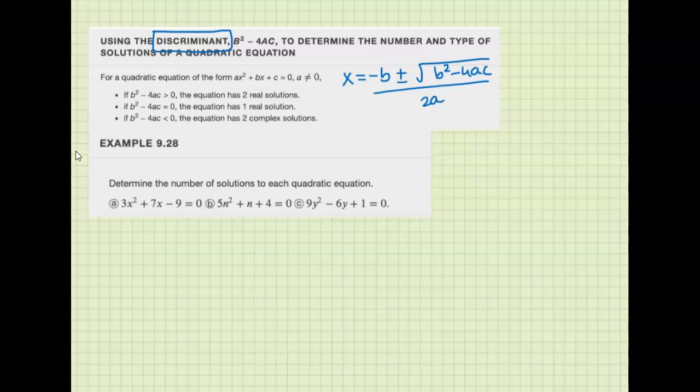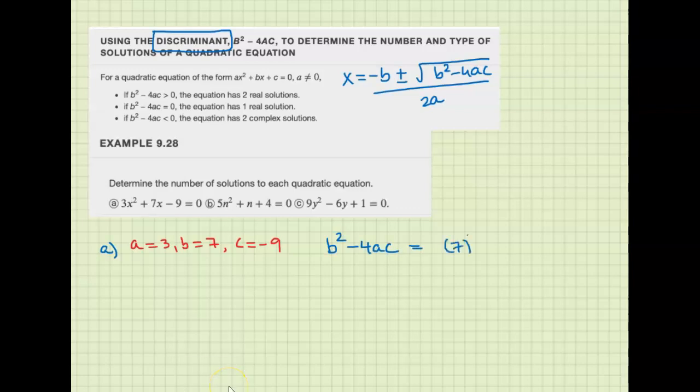So we're going to look at this example, determine the number of solutions to each quadratic equation. So A, we're going to determine our a, b, c. So a is 3, b is 7, and c is negative 9. To determine the number and what type, we don't need to do the whole thing, we just need the discriminant, this part under the square root, b squared minus 4ac.